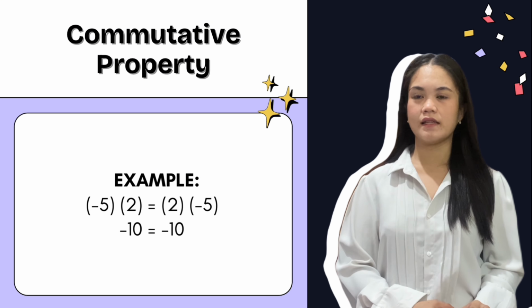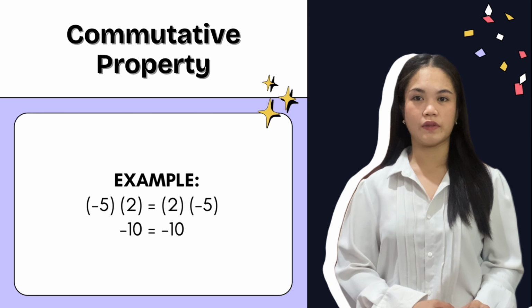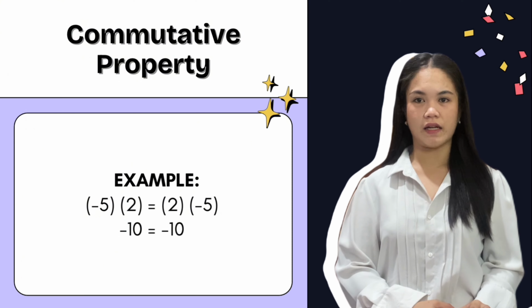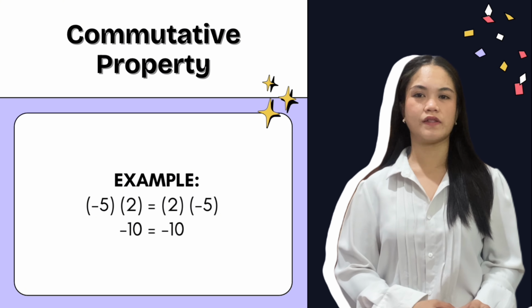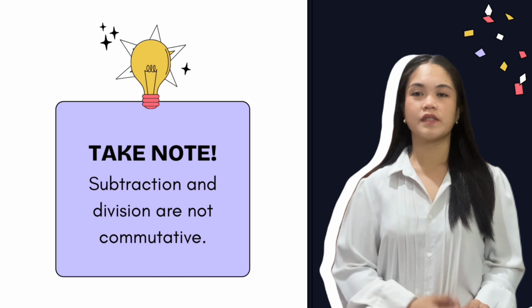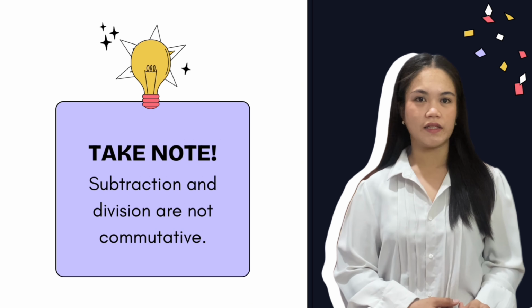Another example is, negative 5 times 2 is equal to 2 times negative 5. Since negative 5 times 2 is equal to negative 10, and 2 times negative 5 is also equal to negative 10, then they are both equal. Take note, subtraction and division are not commutative.